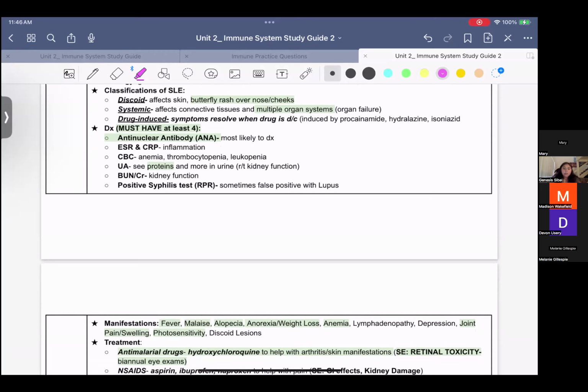So discoid just infects the skin. One of the biggest things, and she will ask this on an exam at least, or you should probably just know this in a general sense, the biggest sign and symptom of lupus is a butterfly rash over the nose and over the cheeks.